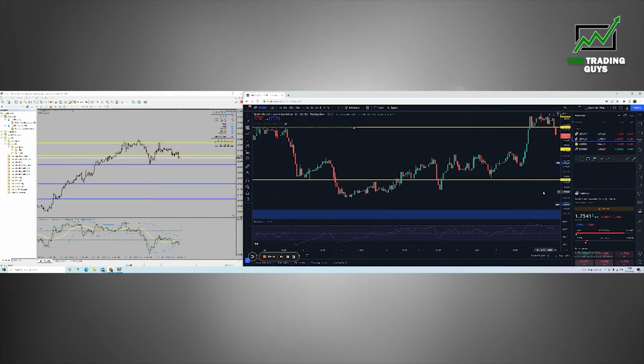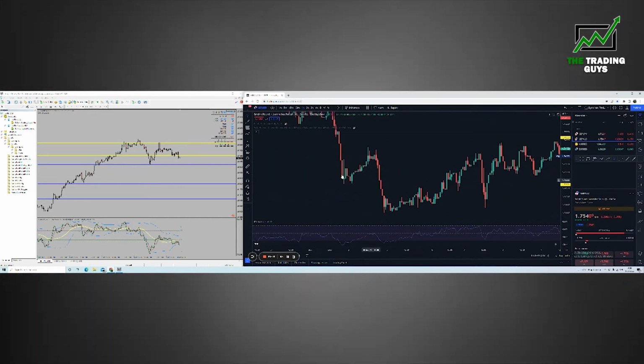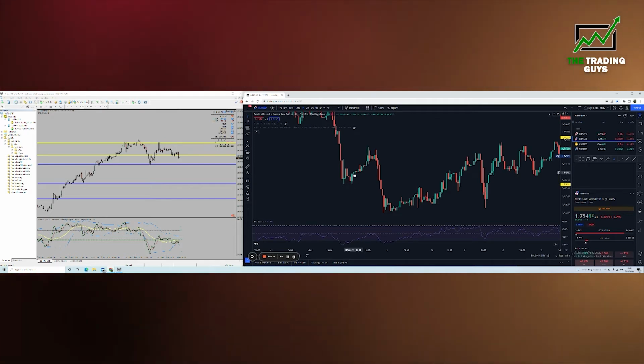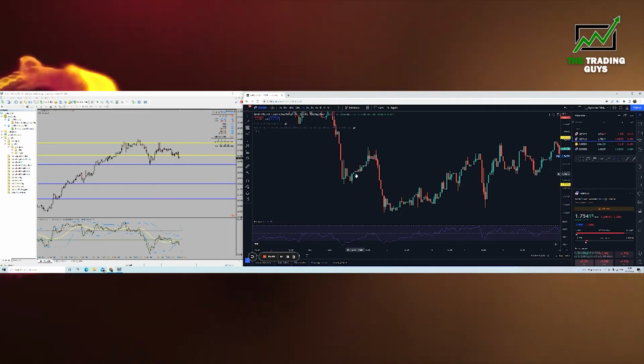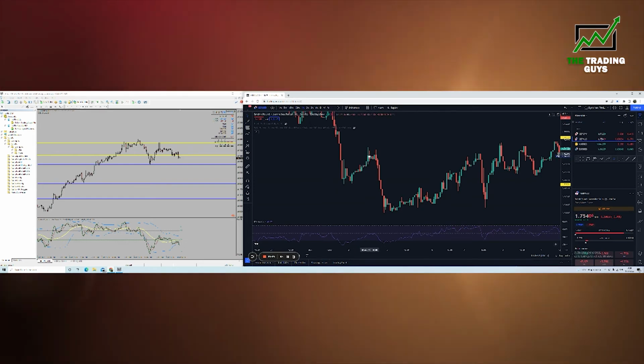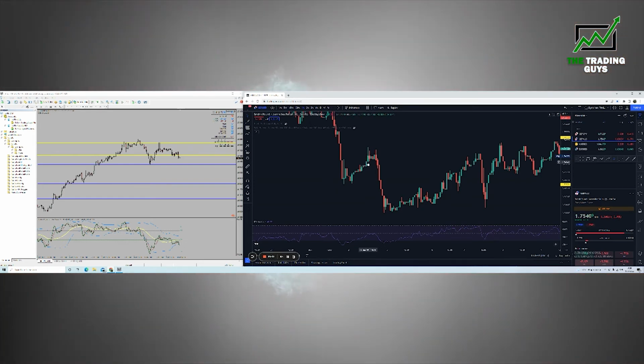Let me try and make it bigger. Right, there we go. I got in here. I can't remember, I got in one of these. I don't know if it was before or after this pin, but regardless, this was the region that I got in, and I collected around 65 or 67 pips from this one.